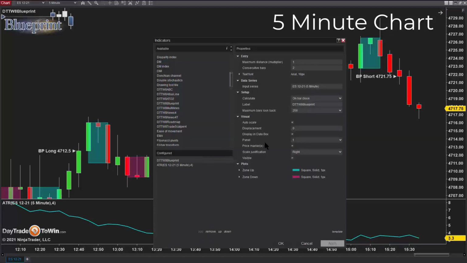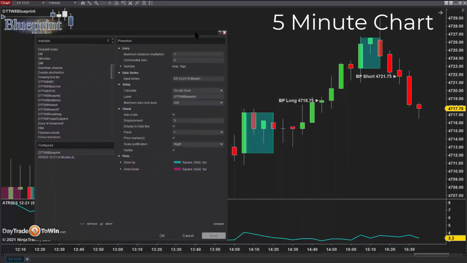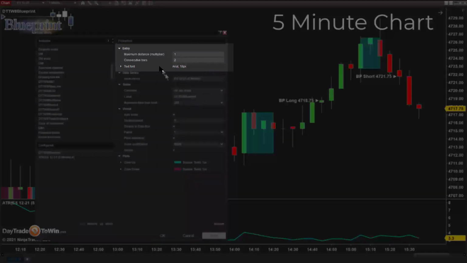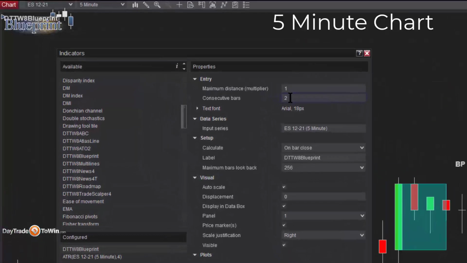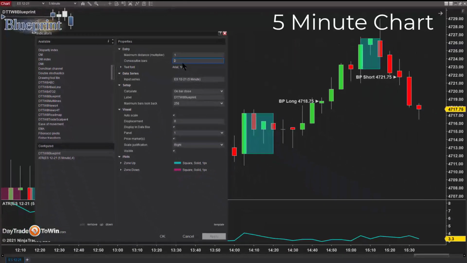Now there's only 2 settings, and these are the 2 settings that I just referred to. The first is maximum distance multiplier, and the second is consecutive bars, and that's it. So consecutive bars, I'll start off with this one first. How many consecutive bars do you want to see before seeing a signal giving you an entry to go long or short? Defaulted is 2.